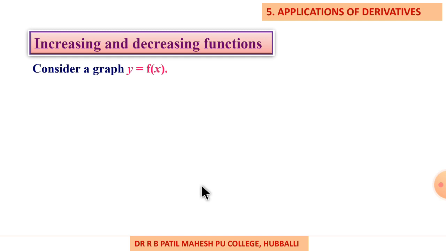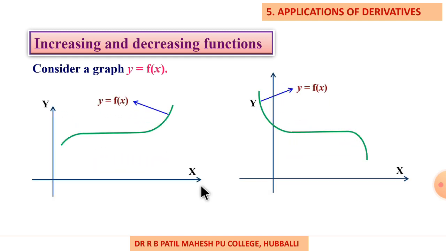Next, using this concept, we'll discuss increasing and decreasing functions. Consider a graph y equal to f of x, and the second one, which is the second function. Next, take two points on the x-axis, point A and point B, and similarly in the second graph also take two points, A and B.